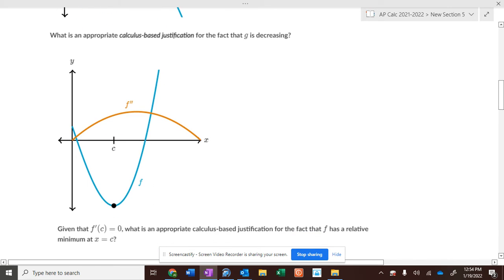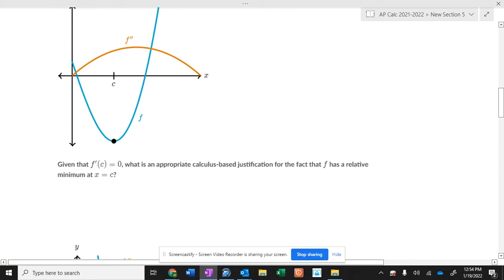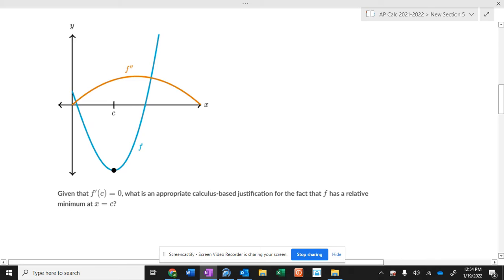Let's look at second derivative and function. Okay? What is the appropriate calculus-based justification for the fact that g is decreasing? Or, well, no, this one right here. Given that the first derivative at c equals 0, what's the appropriate justification that we have a relative minimum here? What about the second derivative tells us that our minimum is here, knowing that the first derivative at c is 0?